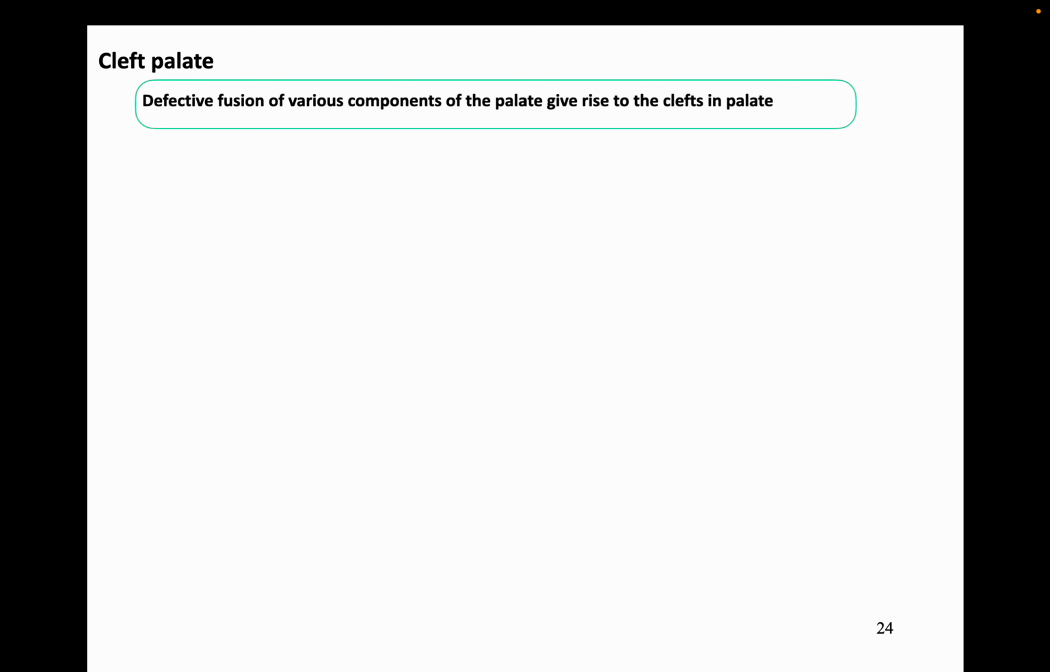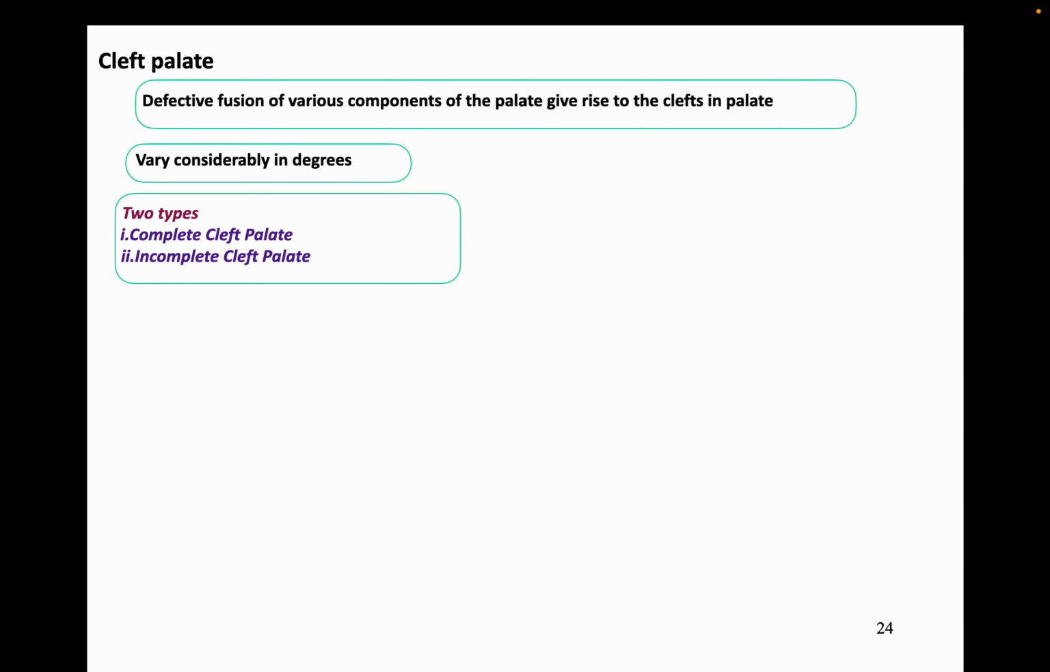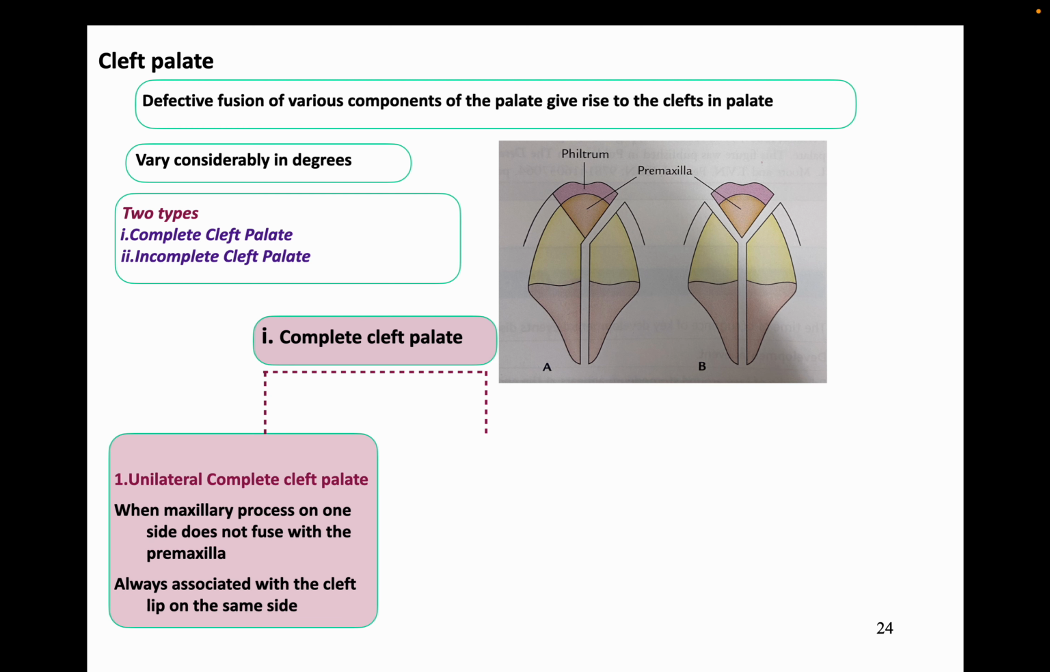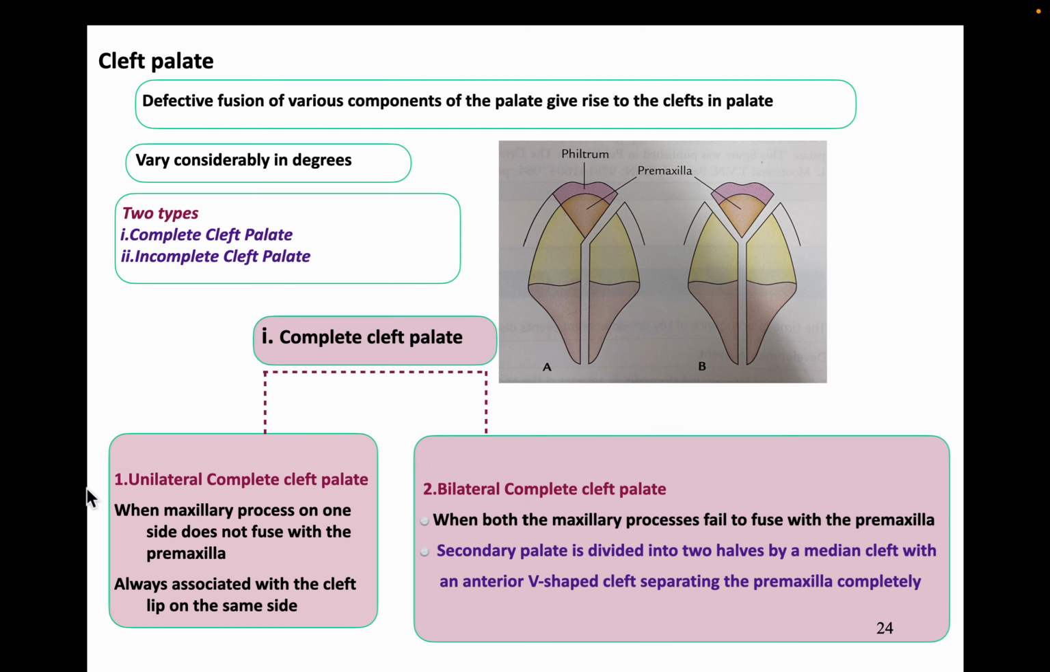Cleft palate. There is defective fusion of the various components of the palate, giving rise to clefts in the palate, which vary considerably in degrees. There are two types, that is complete cleft palate and incomplete cleft palate. And complete cleft palate is basically of two types, that is unilateral and bilateral. So this is the difference between unilateral and bilateral.